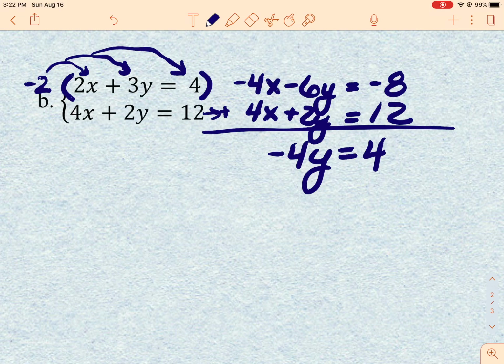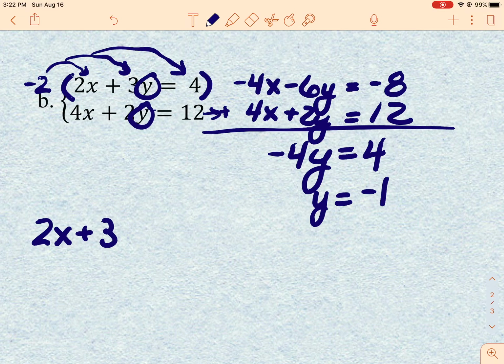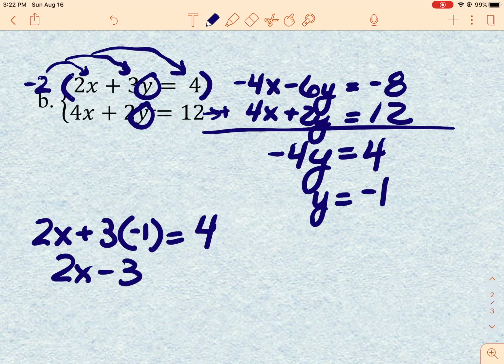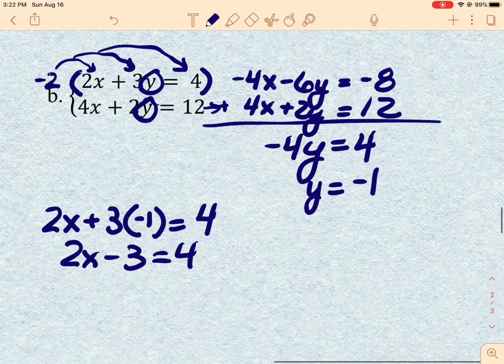Negative 4y equals 4. Divide both sides by negative 4, and you're getting y equals negative 1. Once you get that value, you substitute in for y, either right here or right here. Doesn't seem like one is easier than the other in this case. I'll just pick the top one, the original, because they're smaller numbers, but it really doesn't matter. 2x plus 3y, but y is negative 1, equals 4. So I have a 2x minus 3 equals 4.